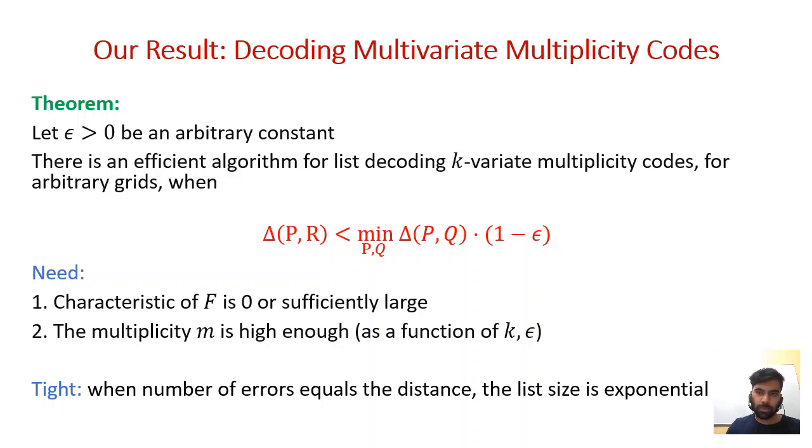So this code is just a polynomial with the requirement of F being a field of large characteristic, the multiplicity being large, and this is tight. That is, the moment you set epsilon to be 0, there will be too many candidate P's to output and you can't do that efficiently.